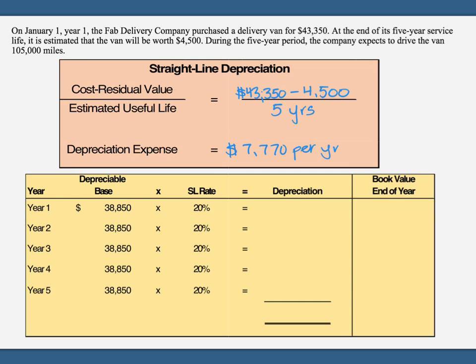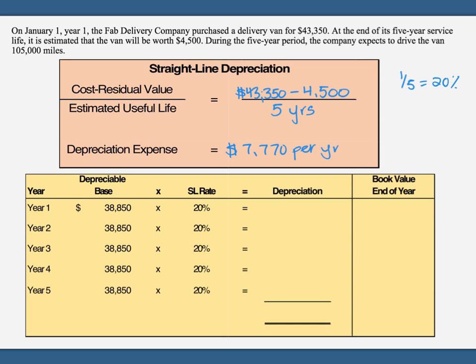So now we come down to this table to figure out how much we are depreciating each year and what the book value at the end of each year is. We also, you'll see, have the straight line rate. And the straight line rate is determined by taking the year divided by the total number of years. So in this case of straight line, it's just 1 year each year that we're depreciating. So you take 1/5, and that's going to give you 20%. So that's our straight line rate.